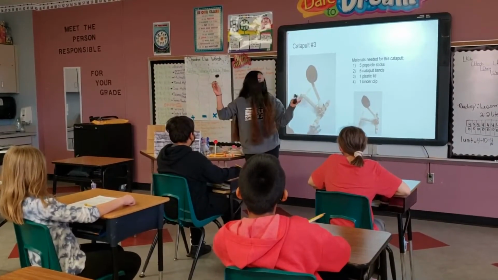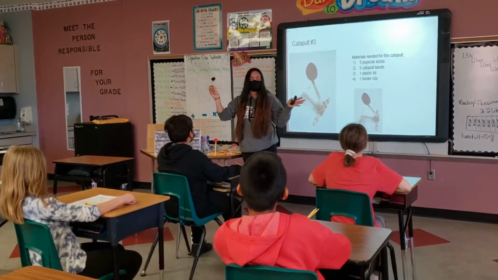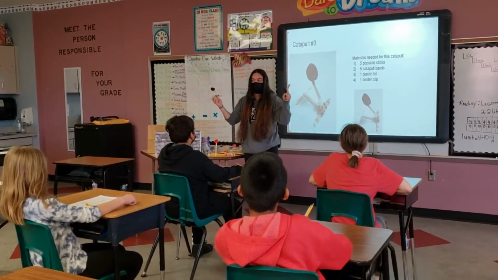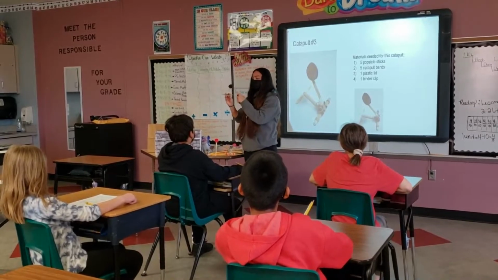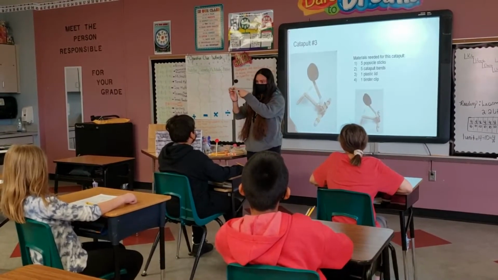Catapult number 3, which is this one over here, has 5 popsicle sticks, 5 catapult bands, 1 plastic lid, and 1 binder clip. And if your group chooses this one, I will come around and give you a little piece of tape to wrap around this.